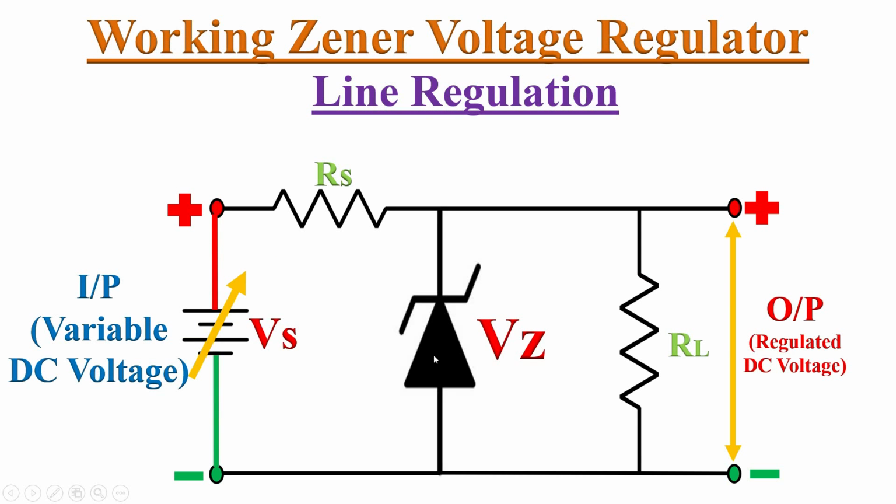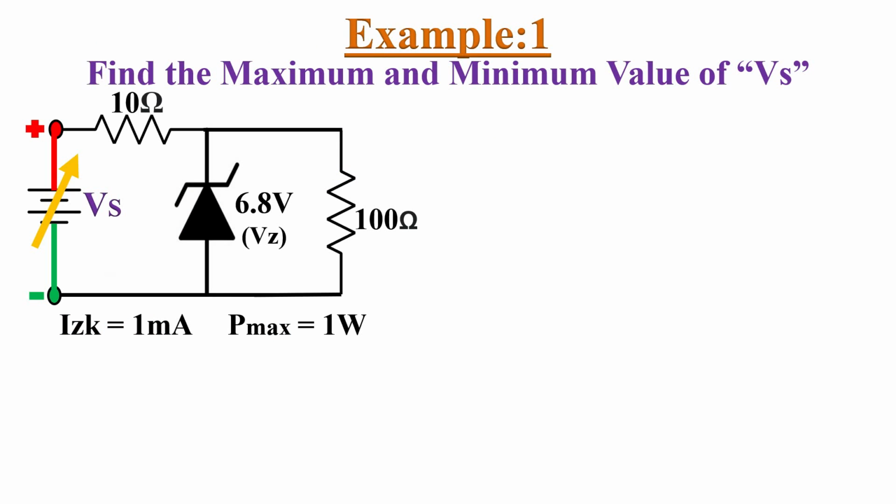Now let's see how well the Zener diode can regulate when the input voltage is fluctuating, and what the minimum and maximum input voltage required is to push enough current through the Zener diode to keep it in regulation mode without causing any damage to it. Let's take an example circuit. Here we have a variable input voltage source connected to this 6.8 volt Zener diode regulator circuit. We need to find the maximum and minimum input voltage values to keep this circuit in regulation mode.